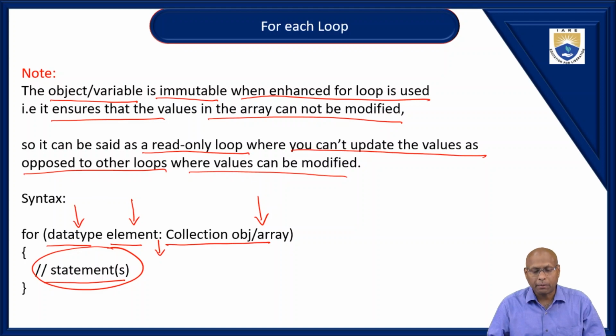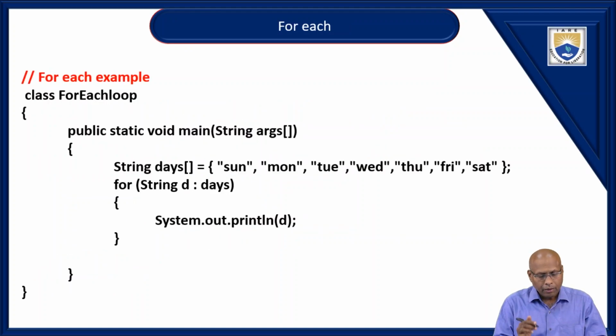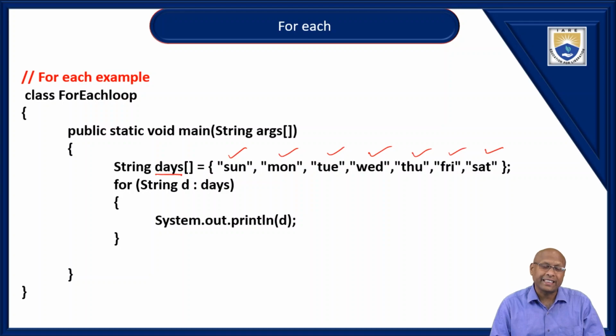Now, let us see a small example of this. For example, I am having an array. What array? Days array. In this days array, how many elements are there? Sunday, Monday, Tuesday, Wednesday, Thursday, Friday, Saturday. So, I am having an array with 7 strings. I think you know strings are immutable.